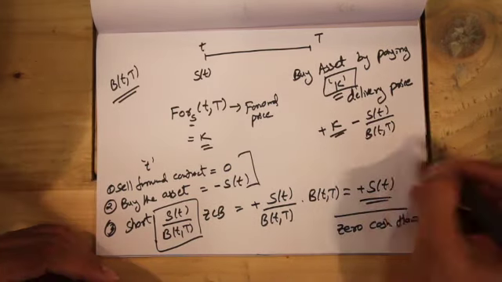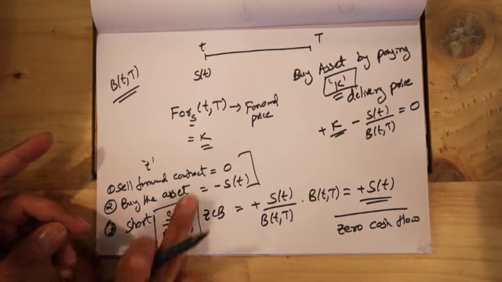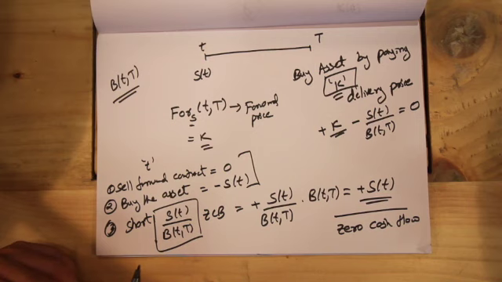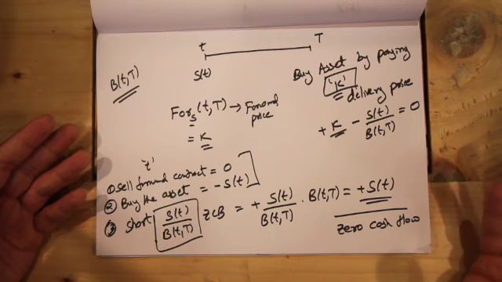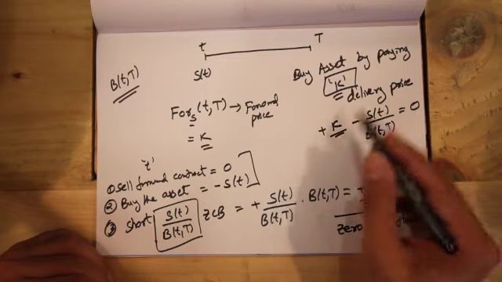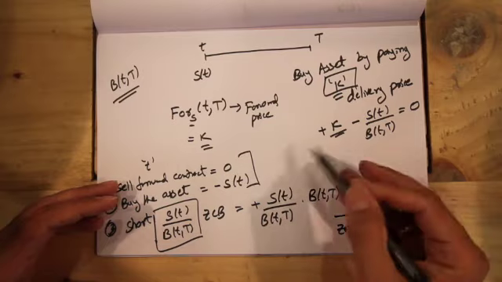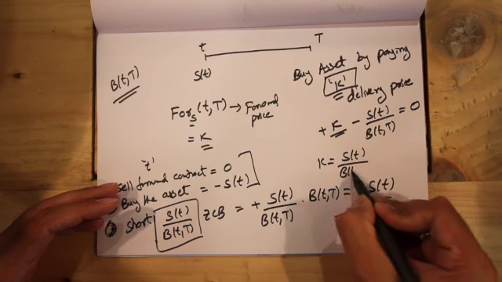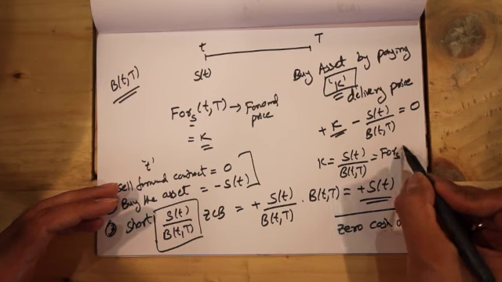For this net cash flow to be arbitrage free, I need this to be equal to zero, because I started with no money. If I started with no money, the no arbitrage argument basically says that I should not be able to get any money in the future, or basically there should not be a free ride. And in order to make sure that I don't have any arbitrage, this future cash flow should be equal to zero. And for that to be equal to zero, K should be equal to S(t) by B(t,T). This basically is my fair forward price at time t.